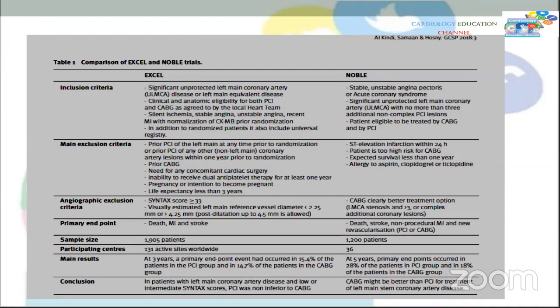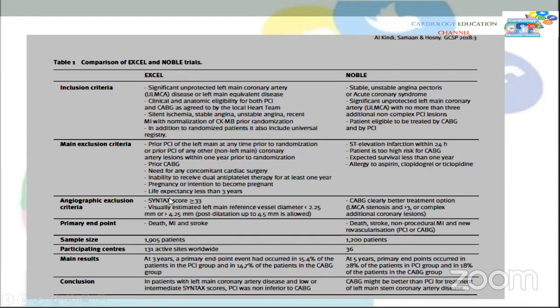In the NOBLE, they included acute coronary syndrome patients, non-STEMIs, and those with myocardial infarctions, and the definition was significant unprotected left main coronary artery disease, but not 3 additional non-complex lesions, as we said, the CTOs, the bifurcations, and the patient eligible to be treated by CABG and PCI by the local heart team as well. So the main exclusion criteria in both, the important one is the angiographic exclusion criteria of SYNTAX more than 33, which was included or excluded by the local on-site heart team.